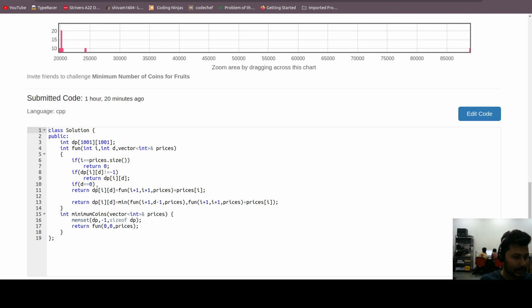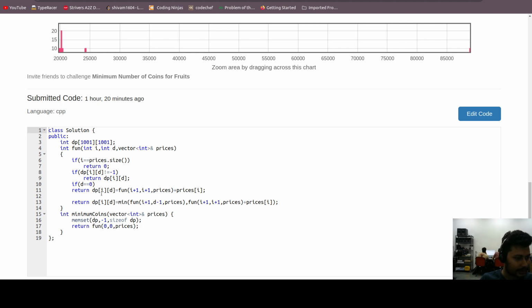And if d is not equal to 0, that means we have the option to get some fruit free. So for that you have two options: either we buy that one or we don't buy that one. If you don't buy that one, then the number of next fruits we can get free will decrease by 1, and the index will increase by 1.